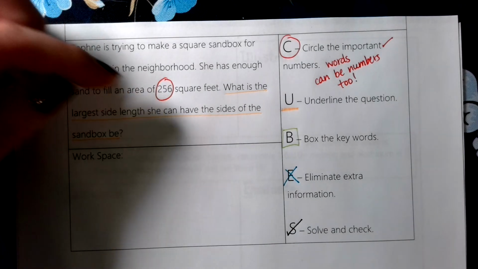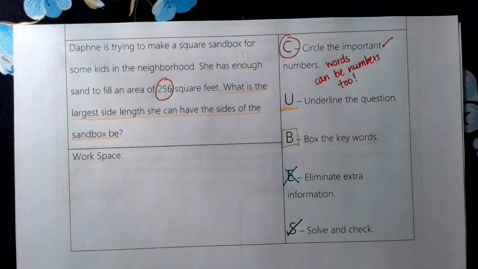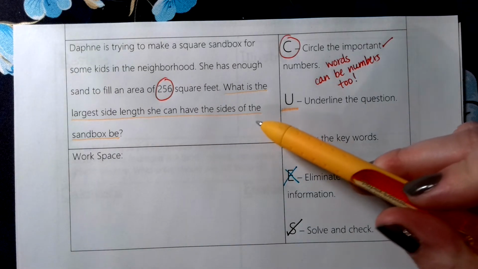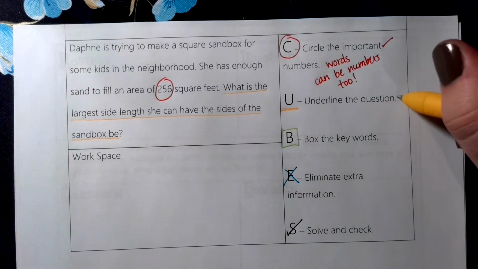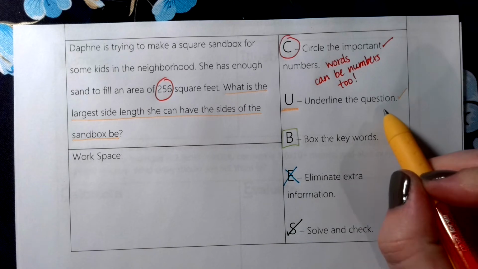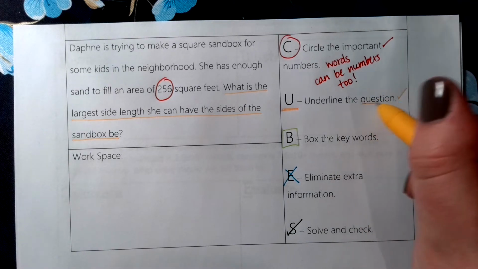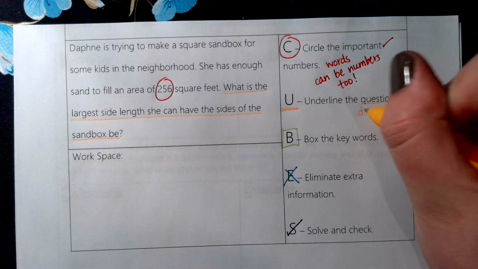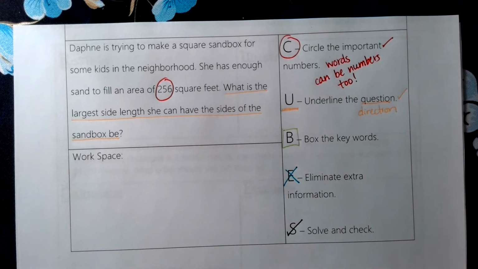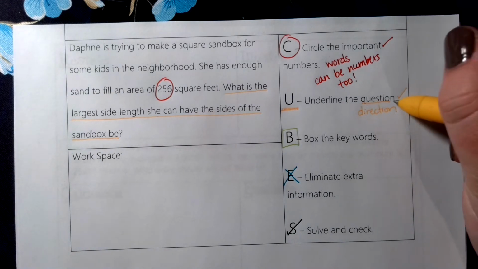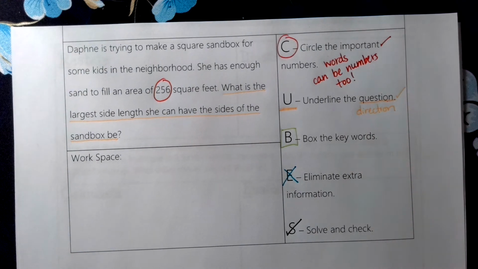Sometimes we see these numbers and we get so excited, we want to start doing math, but we need to make sure that we're answering the right question first. Go ahead and put a check next to that. One thing, sometimes it'll just be a direction. Sometimes it'll just be saying, do this. Put the numbers in order from least to greatest. So it's not always going to have a question mark. Sometimes it might just be a direction.